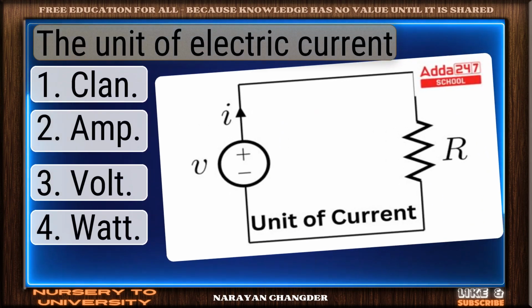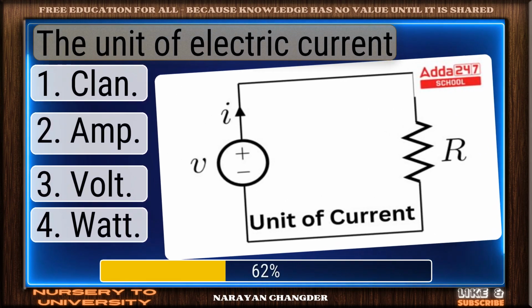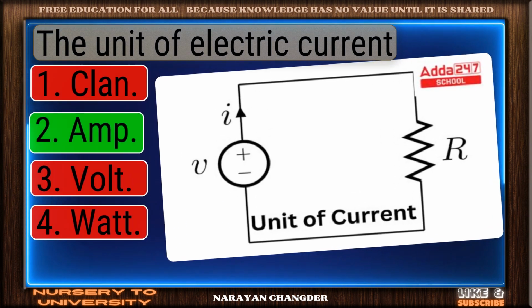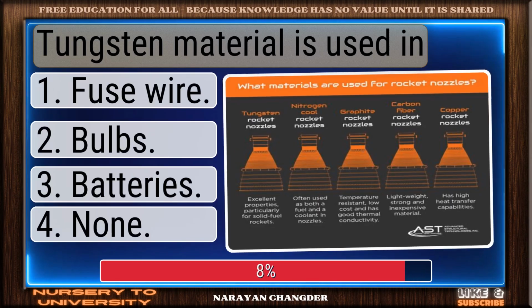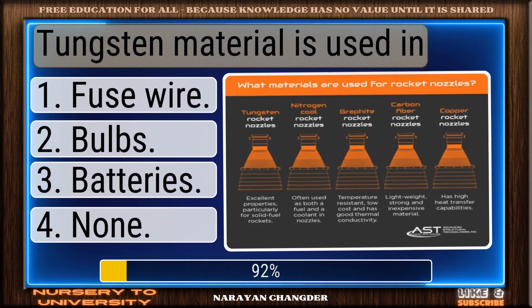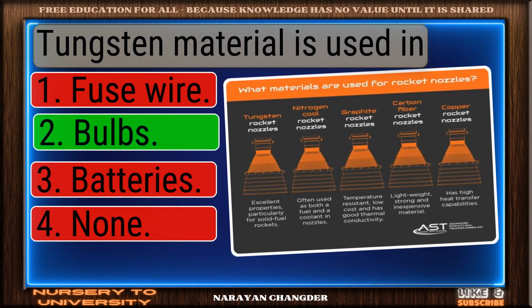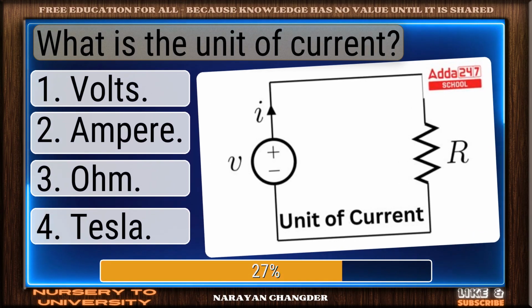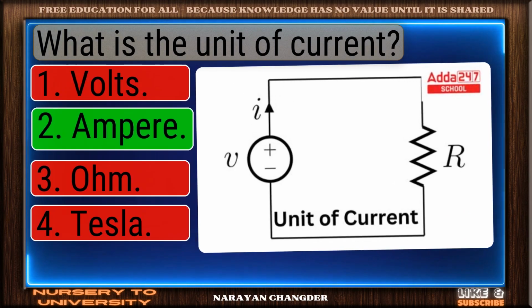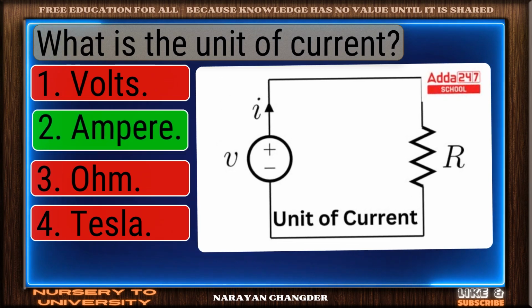The unit of electric current. Good job. Amp works well. Tungsten material is used in... Perfect. Bulbs is the one. What is the unit of current? Right choice. Ampere is best.